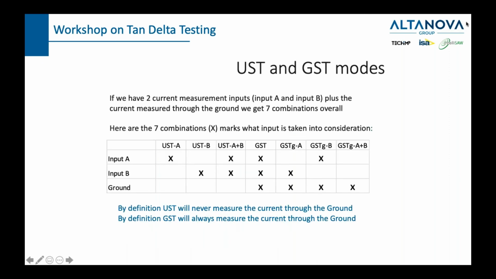And this is a very important table which shows us how we do the measurement, or what the UST A and the other ones mean. UST A means just measure the current on input A. So just that current will be taken into consideration. UST B will mean just measure the current on input B. And UST A plus B will mean measure the current in A and measure the current in B input. So this will be the sum of 2 currents. So that's a UST. There is no ground current measured in a UST.